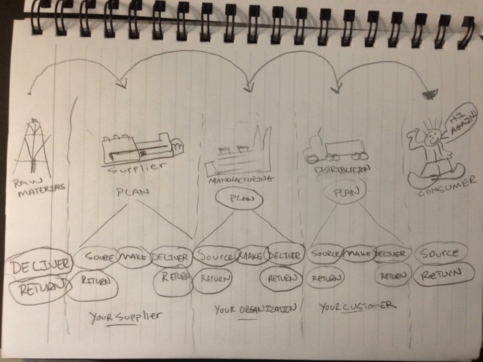But from this description, you could see how you interact with external partners, such as your supplier and also your customer. Your customer can return items to you, and you can return items to your supplier, while you source from your supplier, and your distributor, who's your customer, sources from you.